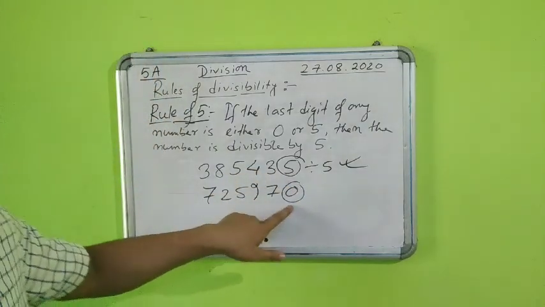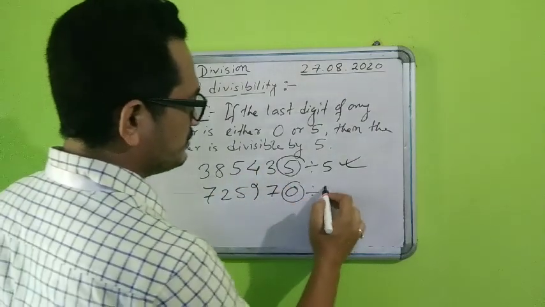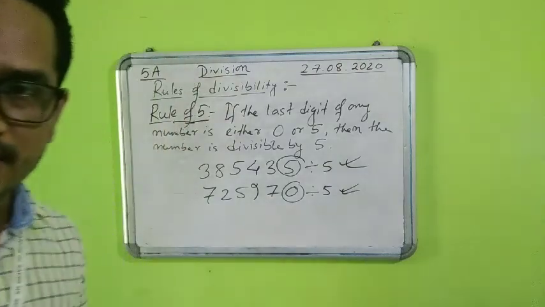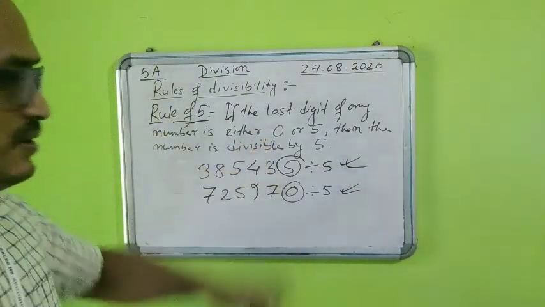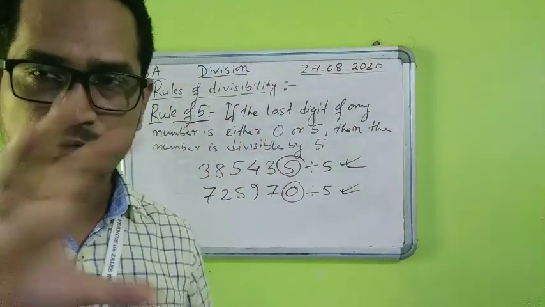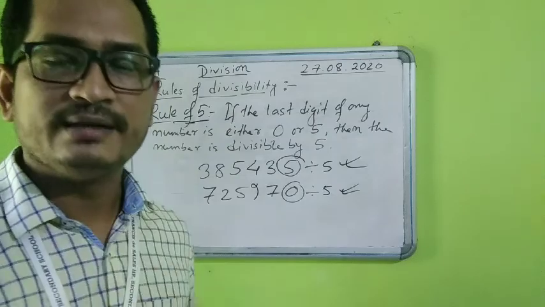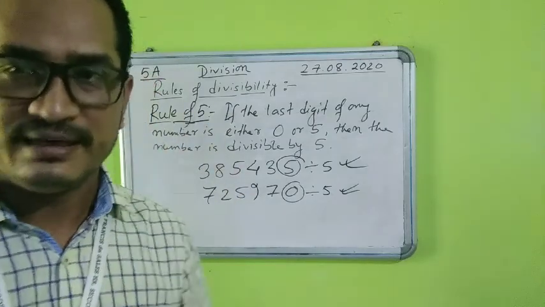Suppose this number has 0 at the end, then also this number will be divisible by 5. There will be no remainder. So that is the rule of 5. The rule of 5 is very easy. By looking only, you can say the rule of 2 and the rule of 5. These two are very easy.